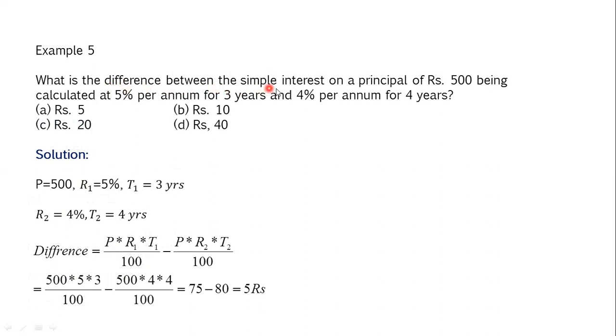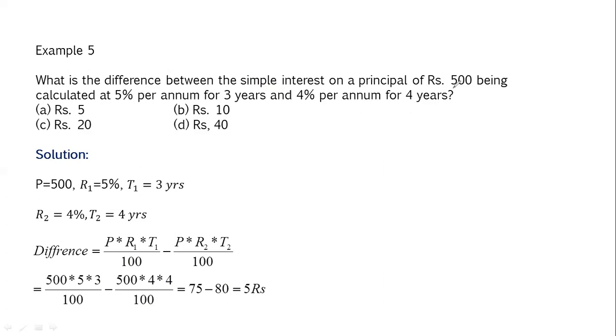What is the difference between the simple interest on a principal of rupees 500 calculated at 5% per annum for 3 years and at 4% per annum for 4 years? Okay, now they have asked you the difference of simple interest. We know the formula of simple interest, PRT upon 100. So if you know the formula, you can easily get this. Okay, see how to solve this.